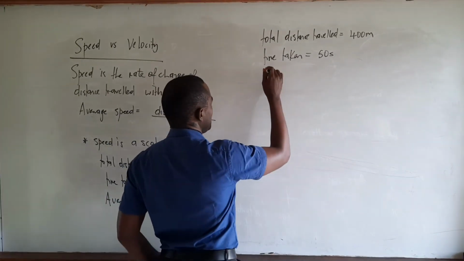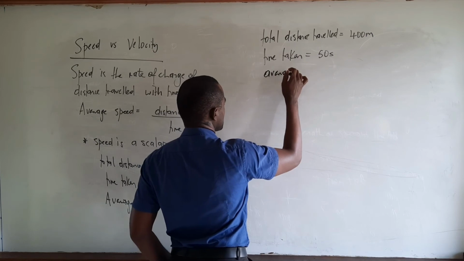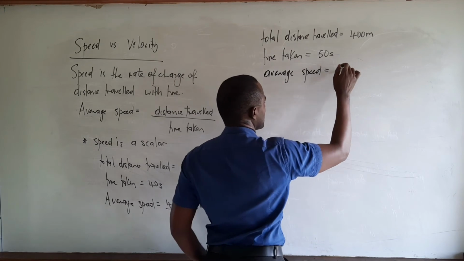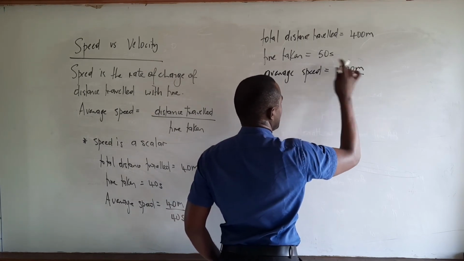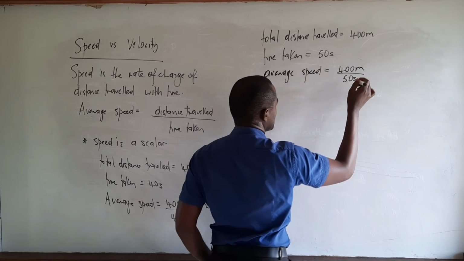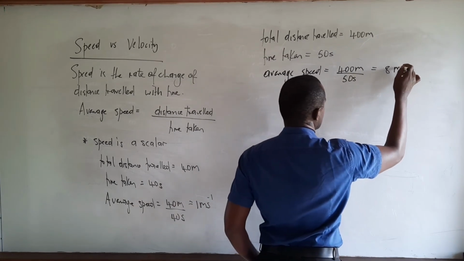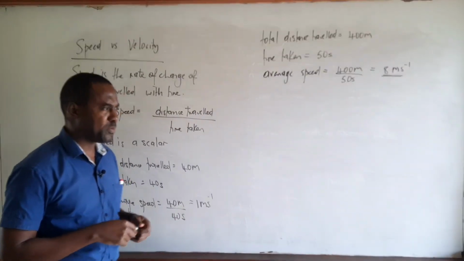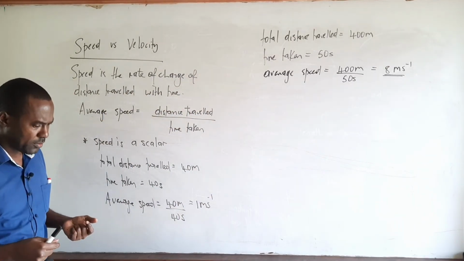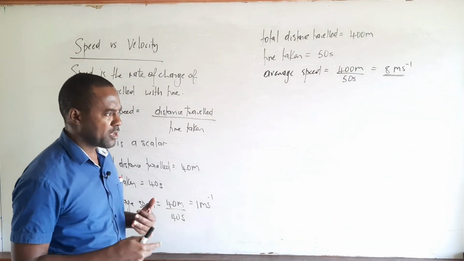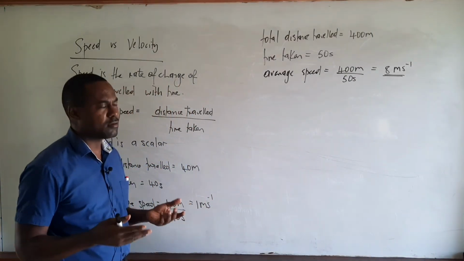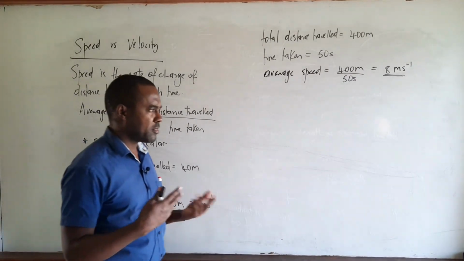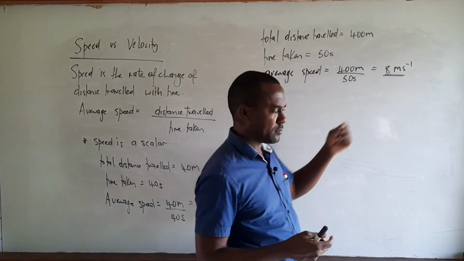And so the average speed is equal to distance traveled, 400 meters, divided by time taken, 50 seconds. And so this gives us 8 meters per second, right? So this runner's average speed would be 8 meters per second. Now, during the race, there will be points where the athlete would have been going faster, and there will be times when they would be running slower than 8 meters per second. But this, of course, represents his average speed, right?